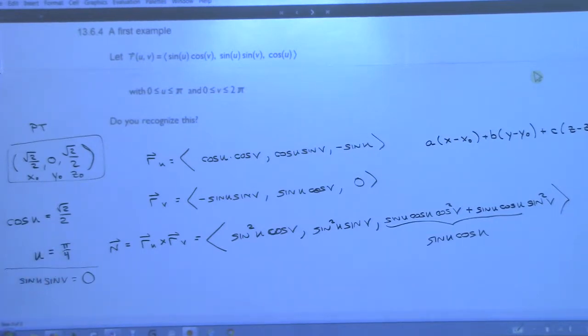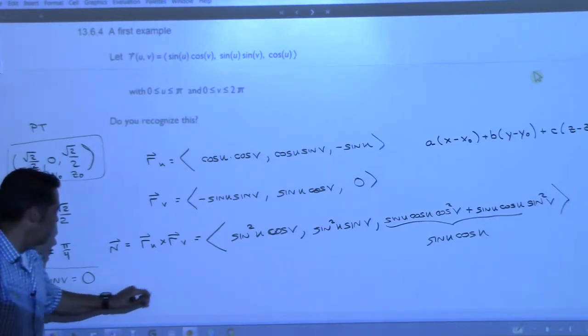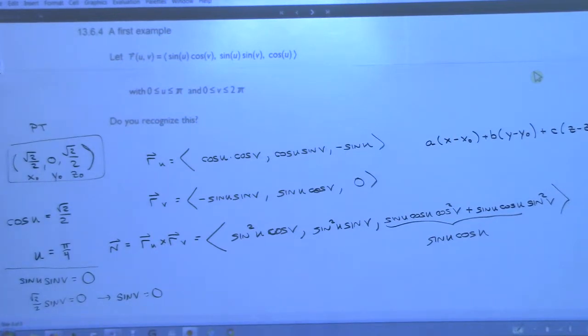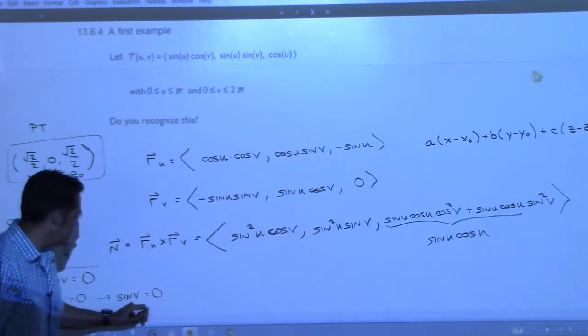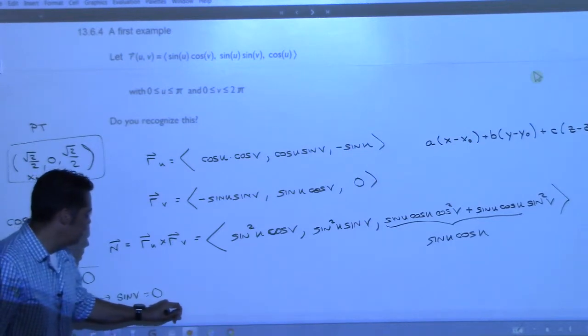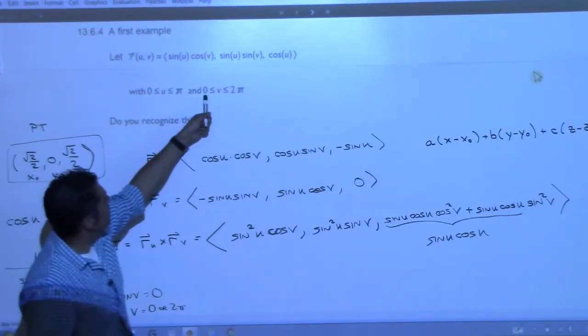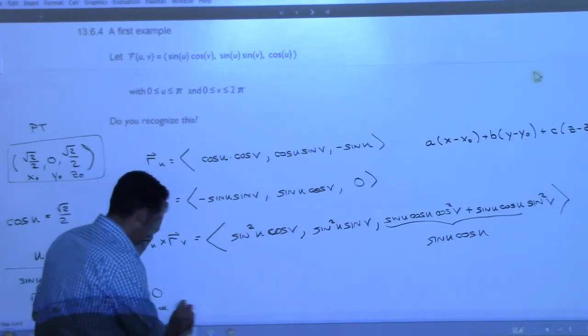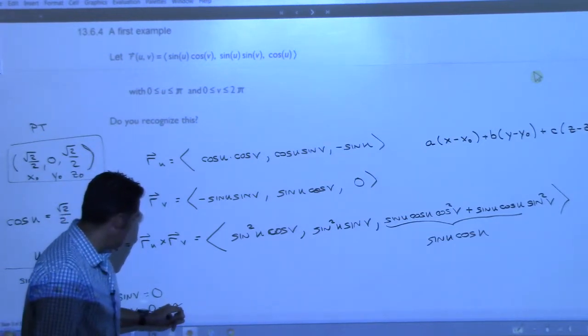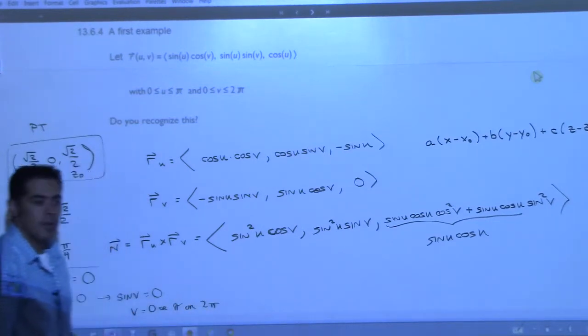Now, we know what U is, right? U is pi over 4. So what is sine of pi over 4? That's also root 2 over 2. So root 2 over 2 sine of V must be 0. I can divide both sides by root 2 over 2. I still have sine of V is 0. And now, when does that happen? 0, or 2 pi. Yeah, we actually have 2 points here. V is equal to 0 or 2 pi, or pi, right? Wait, hold on. We are restricted between 0 and 2 pi. Yeah, we have 3. Why did I say 2? It's all of them, right?